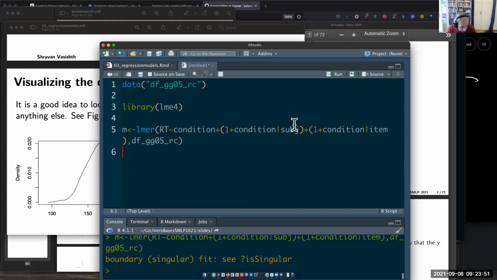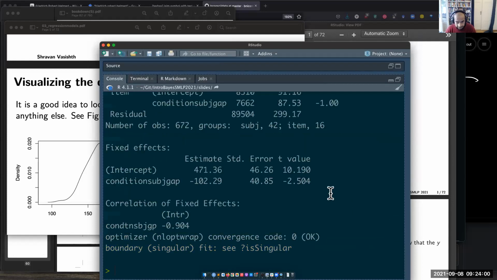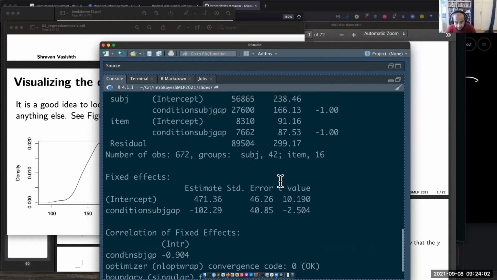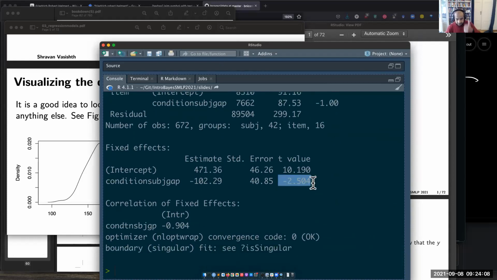I'm just doing this blind now without checking. Yeah, whatever, singularity warning, who cares, right? I just want to know if it's a significant effect or not. So I don't care if my variance covariance matrix is singular or not. They're both singular, by the way. So the random effects are total garbage, but never mind. So I've got a significant effect. I'm ready to publish this paper.